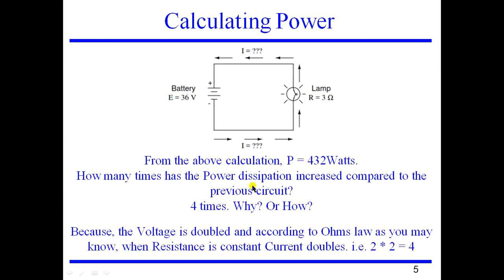How is it 4 times? Because the particular voltage is doubled, and according to Ohm's law you understand that when resistance is constant, current is also doubling over here. So 2 times into 2 times, which is equal to 4 times.